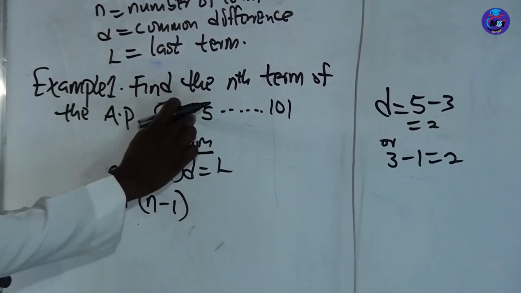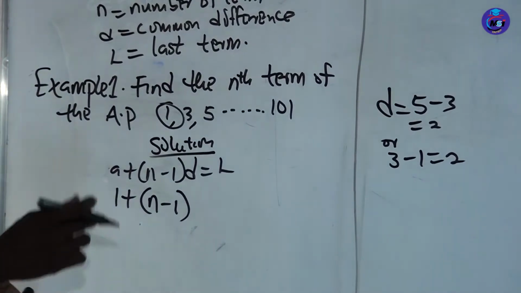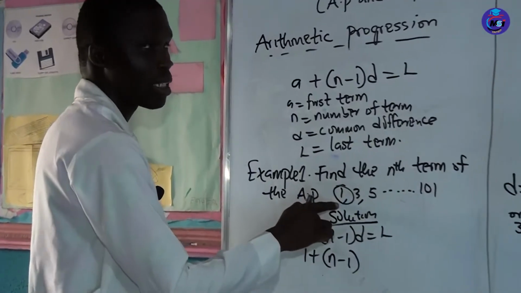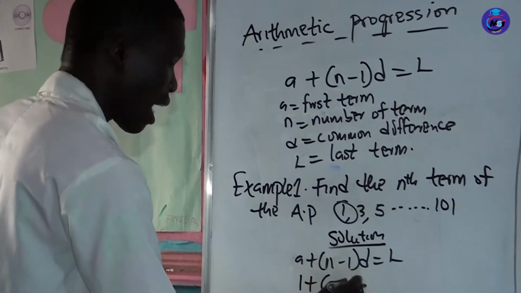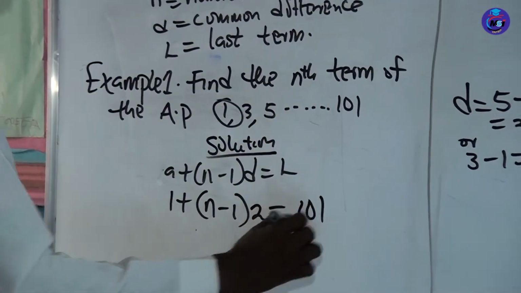That is this minus this, or this minus this. So you can use any one, but don't make the mistake of saying 5 minus 1. You will not get the answer. So let's add 2. Our last term is 101.